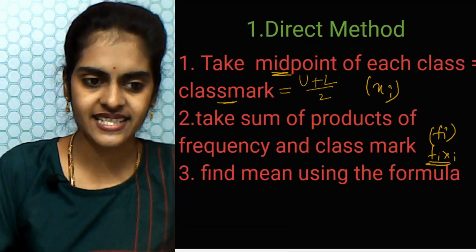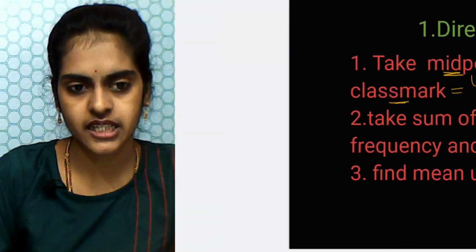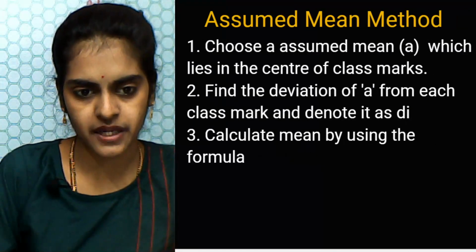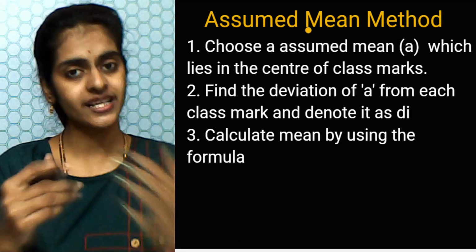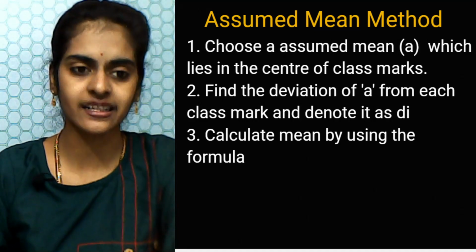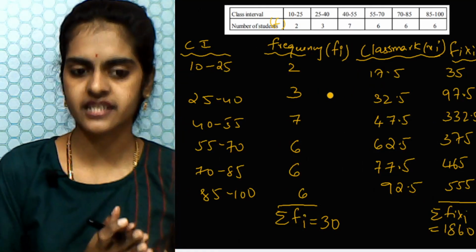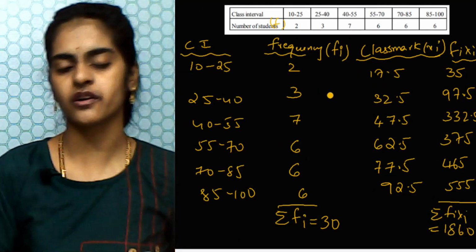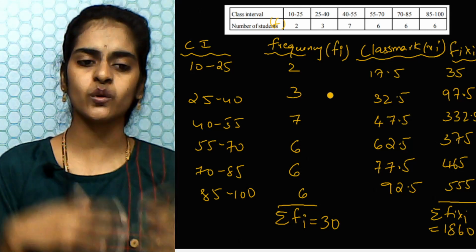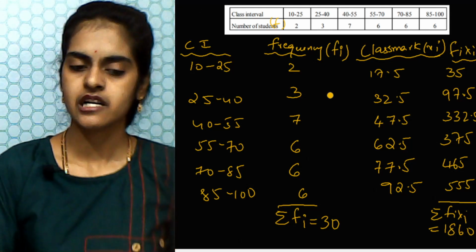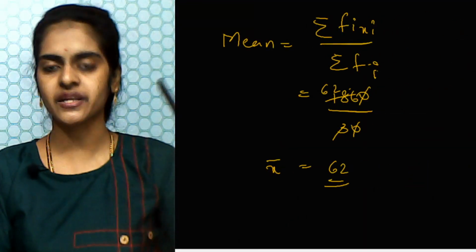So now the second method is assumed mean method. Now let us do it. So we can calculate the mean using the assumed mean method, because in the direct method you can see that the calculations are a little heavy, isn't it? So 17.5 into 2, 32.5 into 3, 47.5 into 7, and then adding everything. So it is a little tedious, a little hectic. So to decrease the amount of calculations, this method will help you.